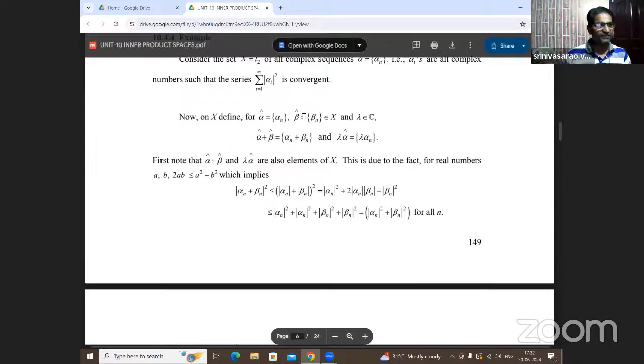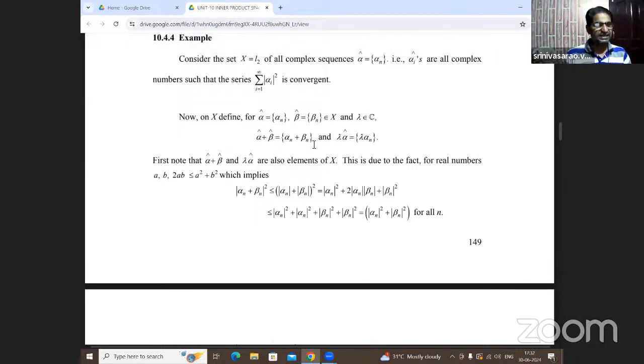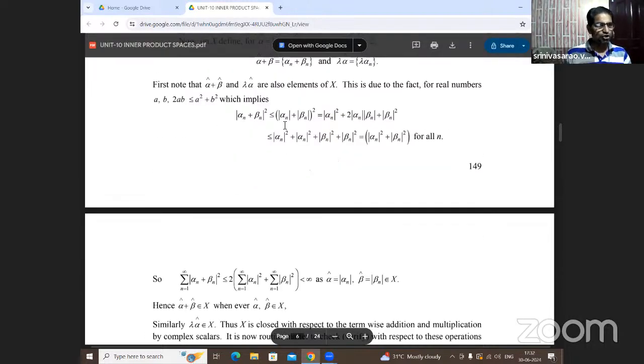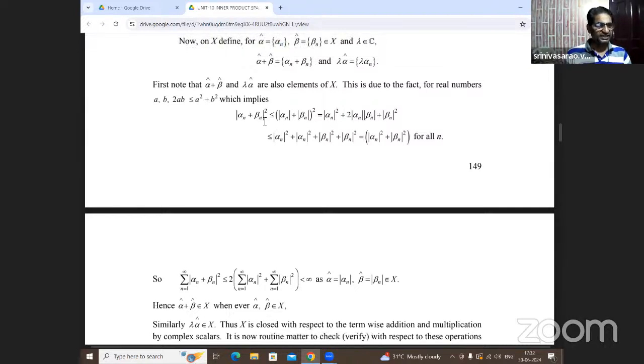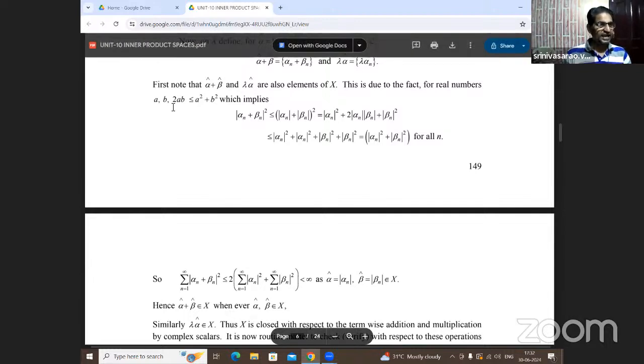So how do we define alpha plus beta? Through the sequence of alpha n plus beta n. Lambda alpha means the sequence lambda alpha n. So through the sequential part, the inner product of alpha and beta is defined as the summation of alpha n beta n bar. Now these terms are involved in a plus b whole square, so enter the concept a square plus b square plus 2ab, or a square plus 2ab plus b square.